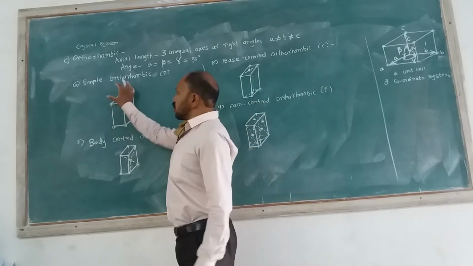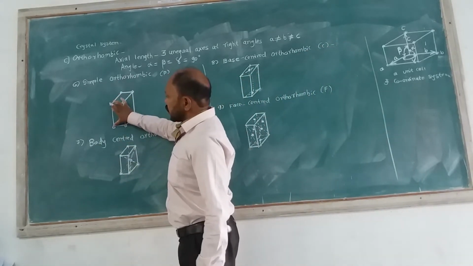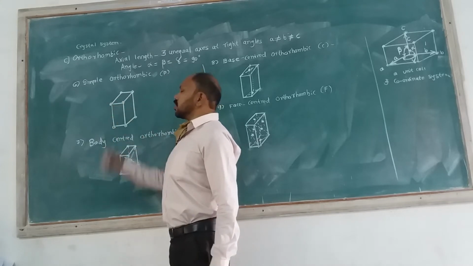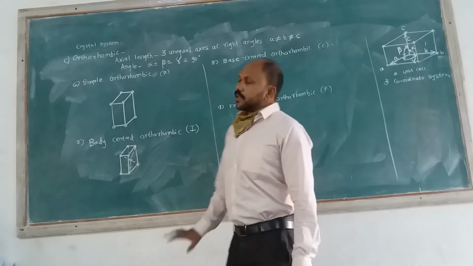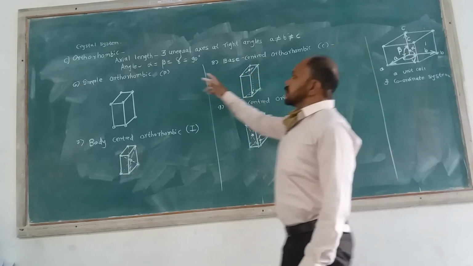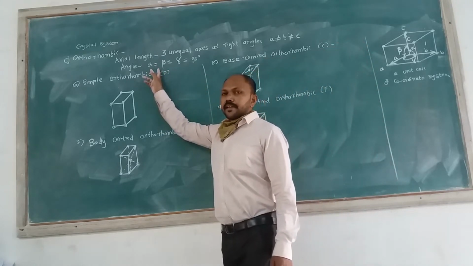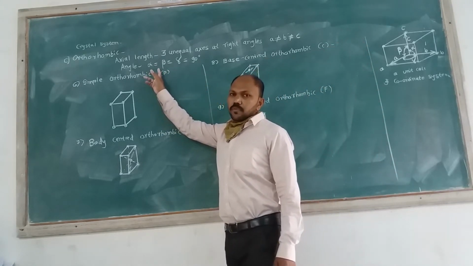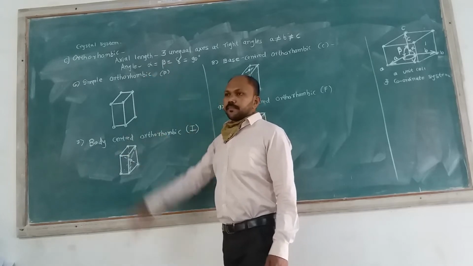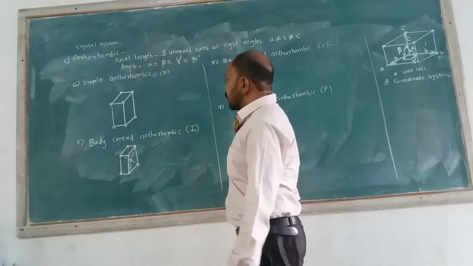So A distance is not equal to B, B distance is not equal to C, C distance is not equal to A. Okay. And if we see the angles, all three angles are 90 degrees to each other. That is, alpha is equal to beta is equal to gamma is equal to 90 degrees. So it is called orthorhombic structure.